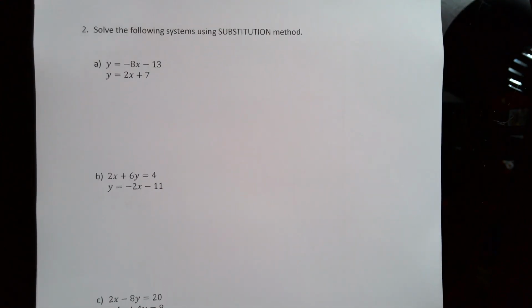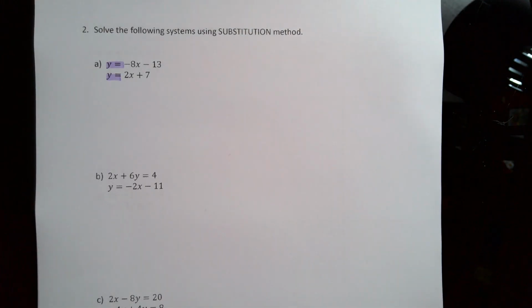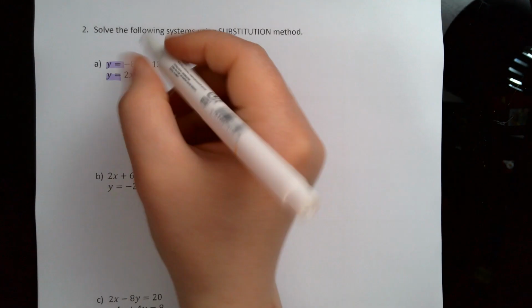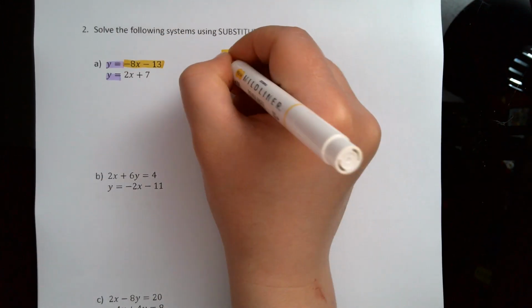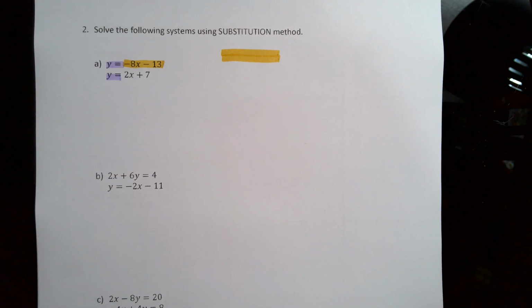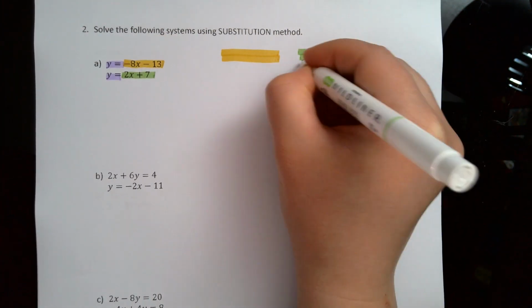Next up, we have substitution. Substitution is exactly what it sounds like. We're going to substitute or replace things. When we have a y equals and a y equals, we're going to set our two equations equal to each other. So I'm going to pick up this top negative 8x minus 13, and I'm going to pick up this bottom 2x plus 7. And you can only do this when it's both y equals.